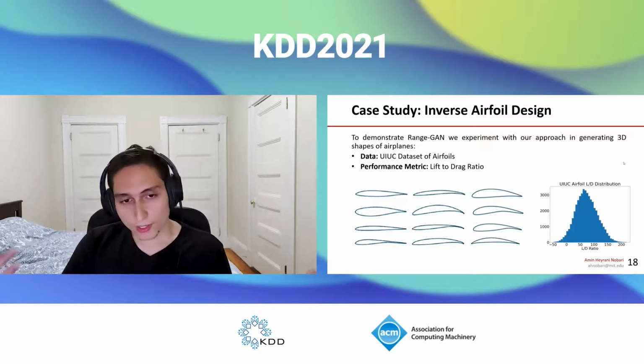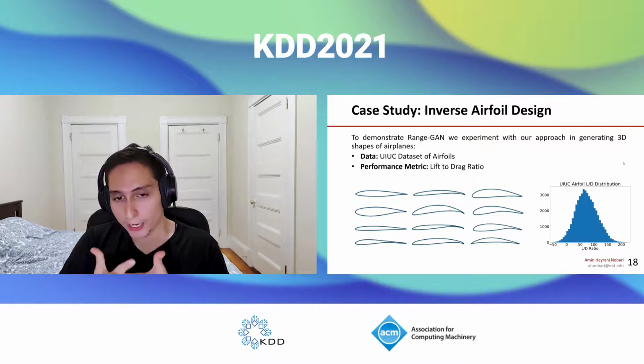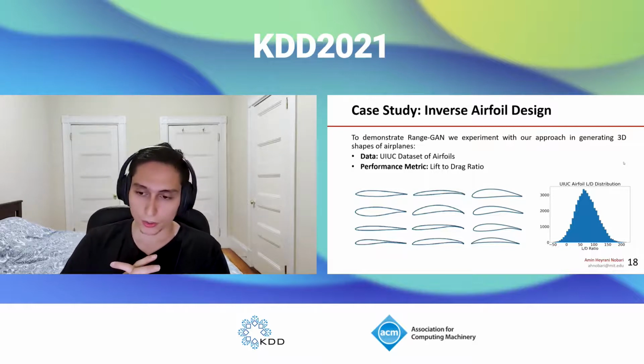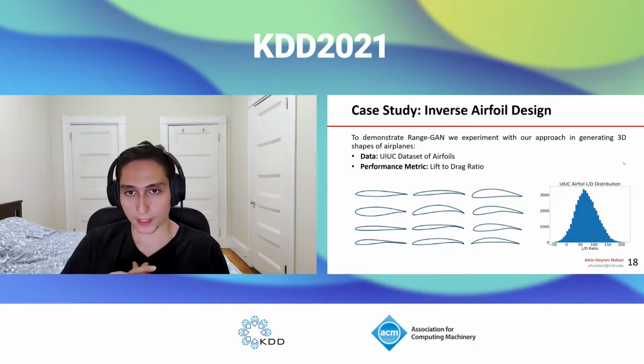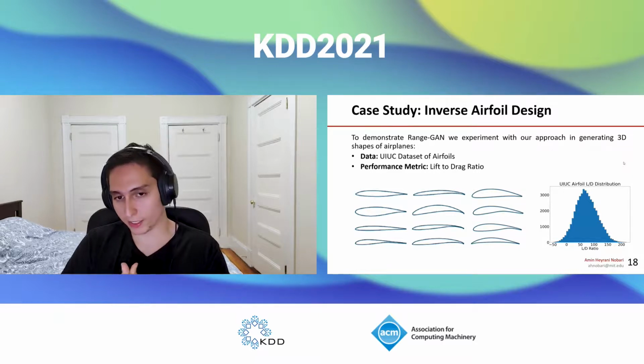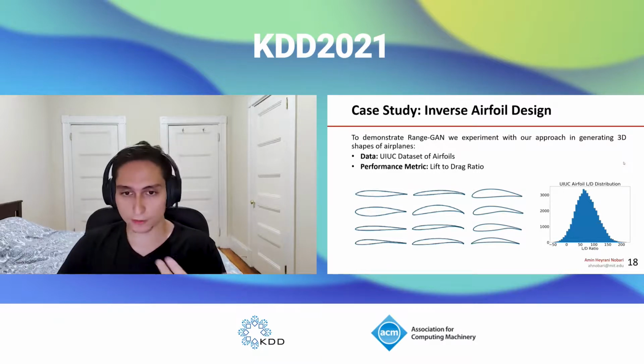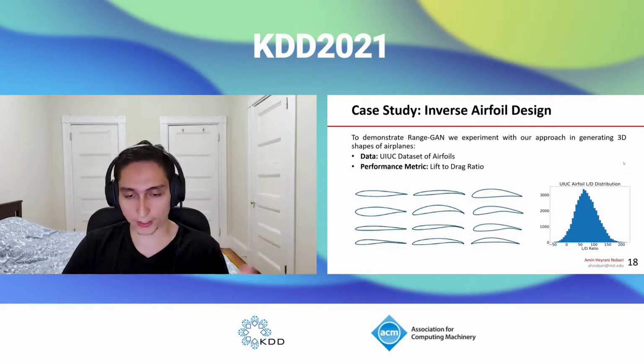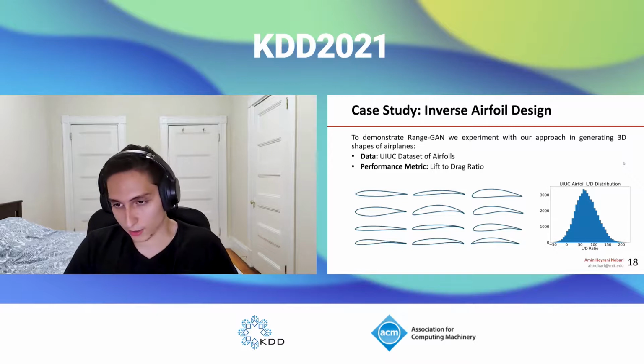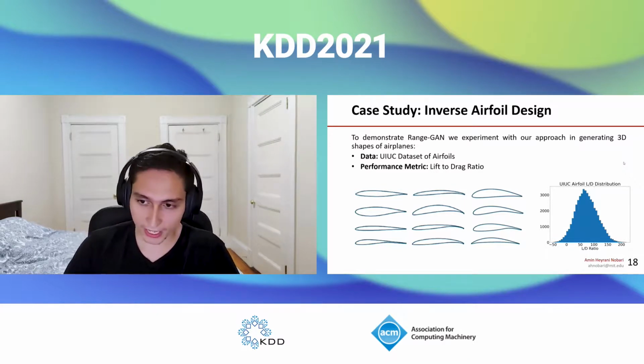The other case is a real-world example of inverse airfoil design, and what we're trying to do here is create an inverse design tool for a given lift-to-drag ratio. So given a lift-to-drag ratio on an airfoil, we would like to generate candidates that meet that specific requirement. Here you can see the distribution of the lift to drag on the airfoils in the right-hand side figure.